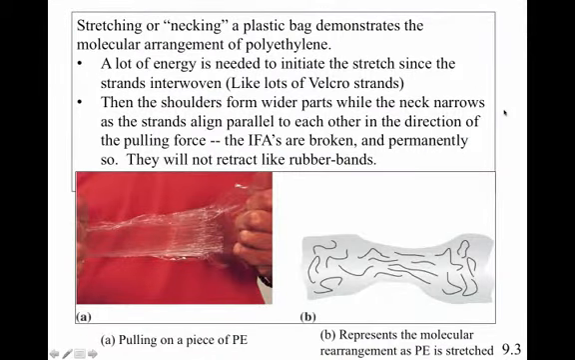We kind of see this with necking of a plastic bag. If you take out a saran wrap and start pulling at it, you'll notice it takes a huge amount of energy to initiate the stretch. That's our Velcro strips. That's our dispersion forces. But as you pull them apart, these are broken. They are removed from one another, and they don't retract like rubber bands. It stays stretched out.